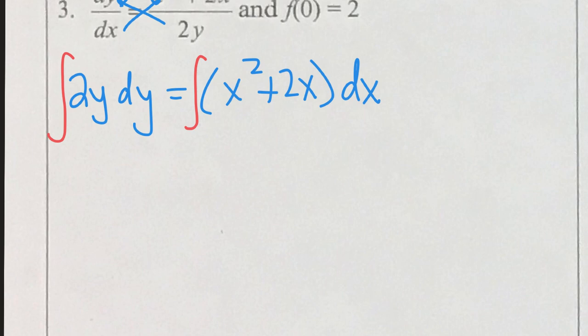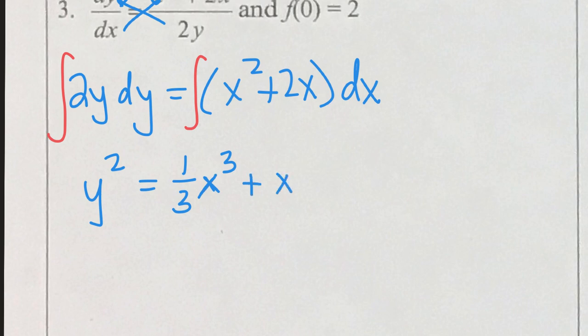So the integral of 2y is 2y squared divided by 2, which is just y squared. And the integral of x squared is 1/3 of x cubed, or if you want x cubed over 3, plus x squared plus c. So that is your antiderivative. y squared equals 1/3 x cubed plus x squared plus c.